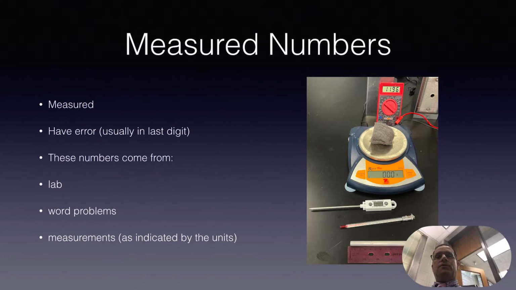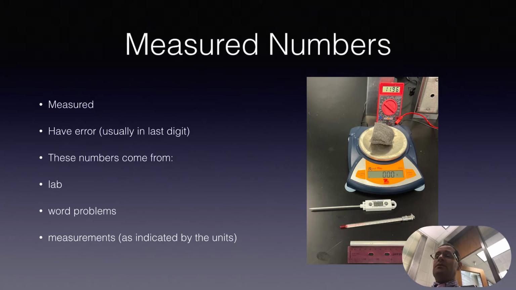Measured numbers are things that you, of course, measure. Here in this figure, we have a voltage being measured by a voltmeter. Even though it's digital, there is error associated with that. We have the mass of a steel wool there. I accidentally zeroed the balance, I guess, but it has a mass of over 5 grams. We have a couple of thermometers, and a ruler measuring the length of a rod. All of these examples are measured numbers, and they have error, usually in the last digit of the value you get.